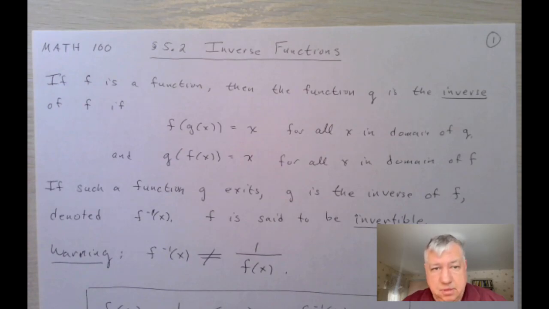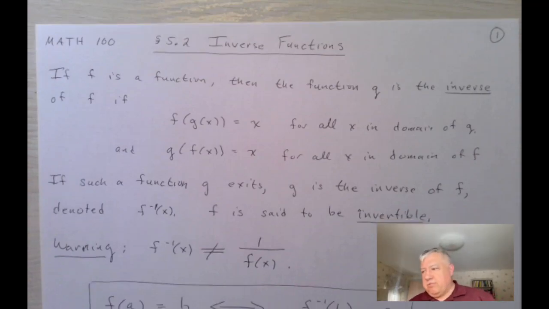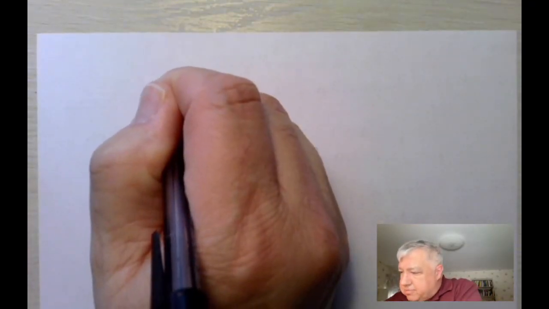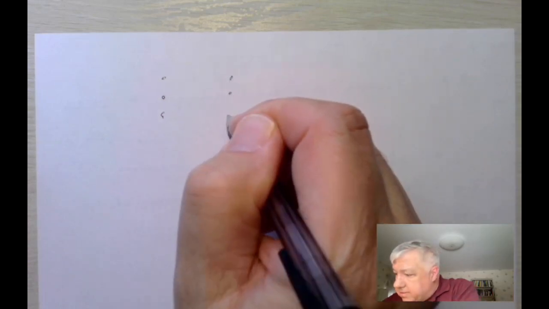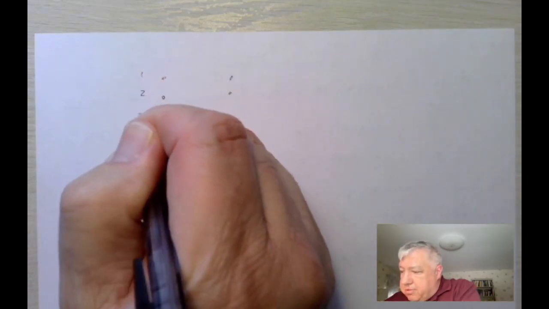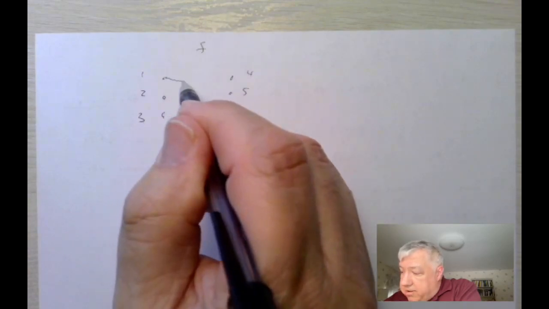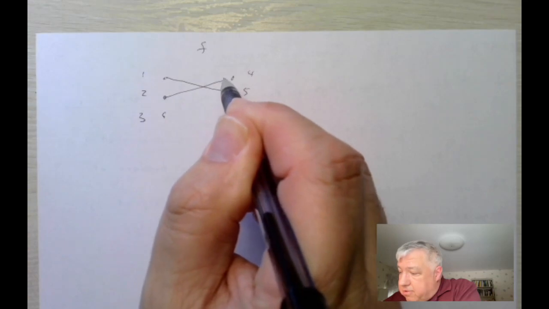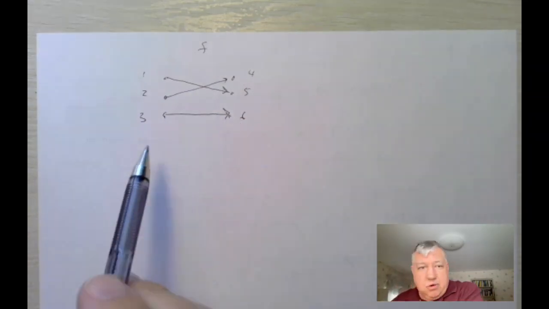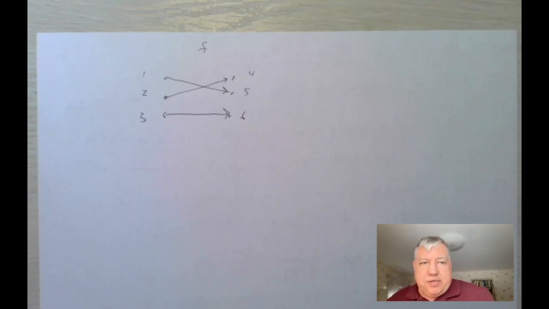inverses of functions. Now, before I give you the exact definition, let me give you a real crash course on this, probably the easiest way to explain inverses of functions. So, if you have a function, let's say here's 1, 2, and 3, and here's 4, 5, and 6, and let's say you have a function f that takes 1 to 5, 2 to 4, and 3 to 6. So algebraically, what we would say is f of 1 equals 5, f of 2 equals 4, f of 3 equals 6. Because that's a function.